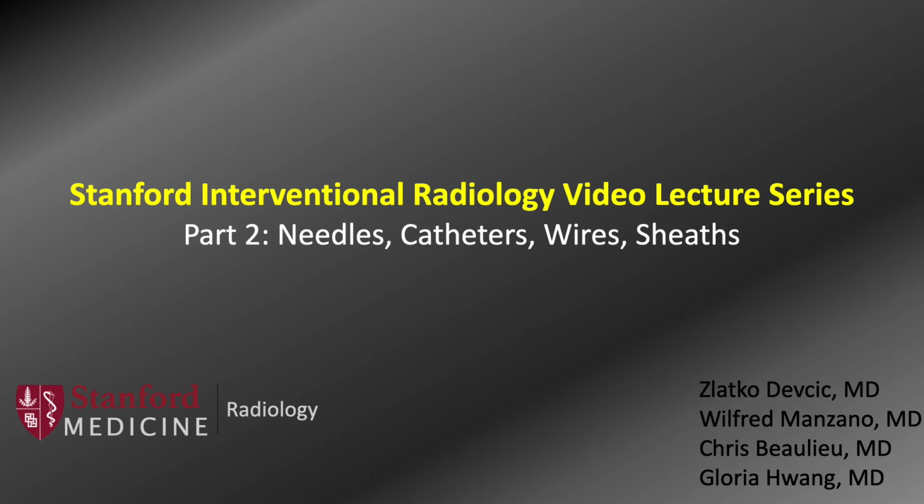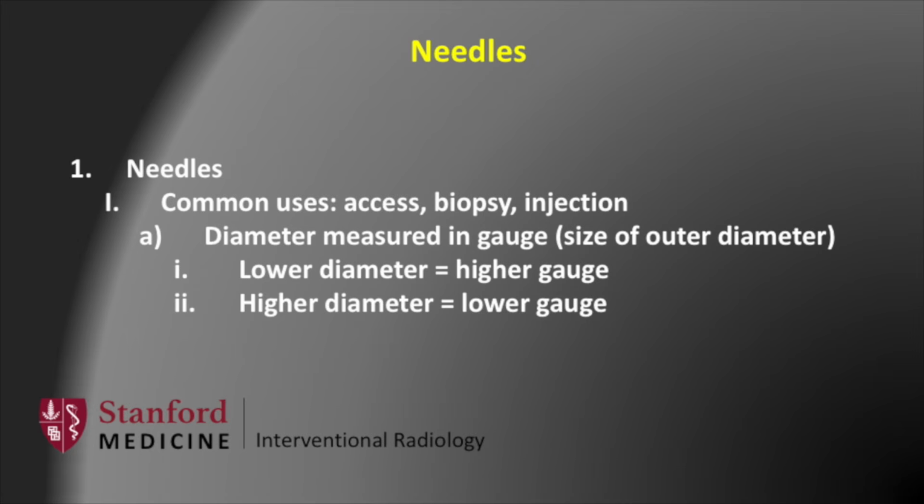We're going to move on to discuss common equipment used in IR. We'll go ahead and start with needles. So needles are one of the basic things used by an interventional radiologist. Common uses for needles include accessing various areas of the body, such as the arterial or venous system, or even organs, such as the collecting system of the kidney or the inside of the stomach. They are also used for biopsies, and you can inject or aspirate through a needle.